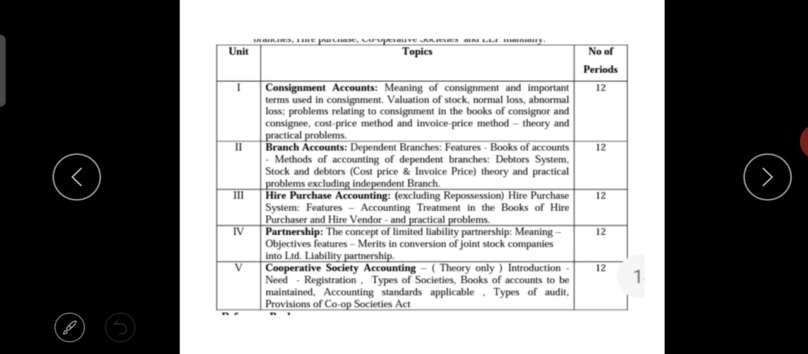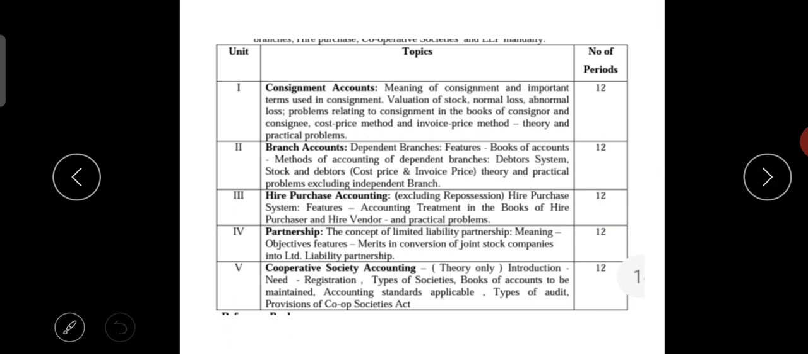So consignment is a type of trade where the goods are sold or sent to another person to be sold on commission basis. The object of such transactions is to increase the sales by a dealer or by a business organization.